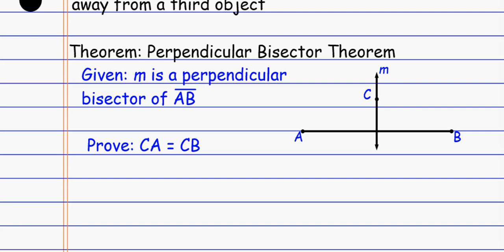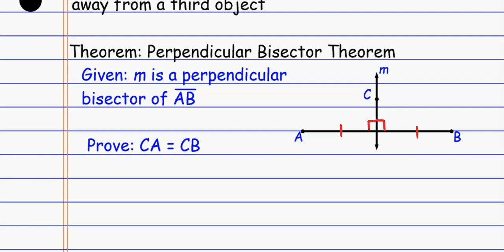Here I have M as a perpendicular bisector, and some point C that's on M. I just want to prove that C is the same distance from A as it is from B, the same distance to each of those endpoints. I'm going to add to this picture a little bit. First, understanding what perpendicular bisector means: this thing bisects this segment, which means these two pieces are congruent. It also means that these are perpendicular, so I'm going to label those as perpendicular lines.